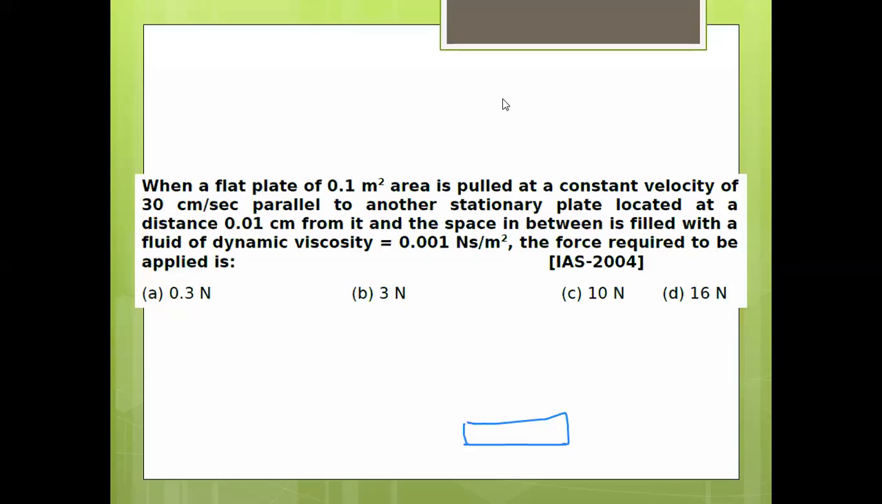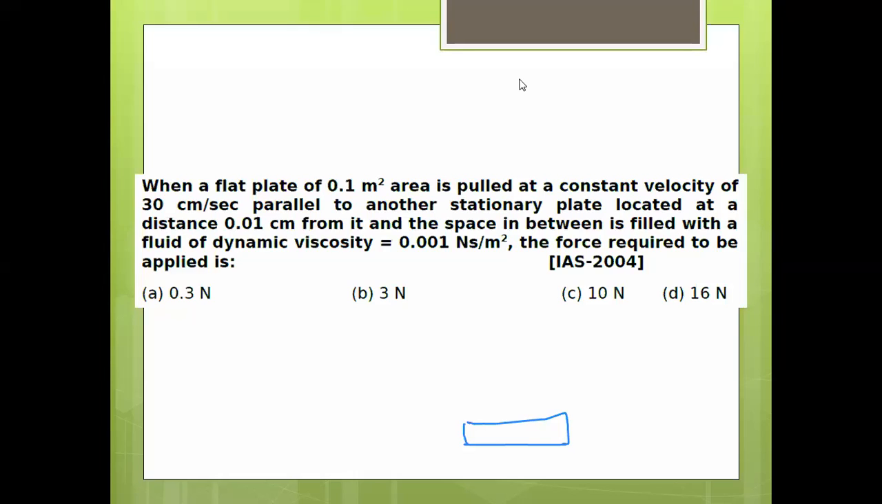And what we have to find out? The force required to be applied. Here we need to find out what is the force required. See, in the options also you will get the unit for force only. Stress is not asked here. Shear stress is not asked. It is asked to find out the force required.